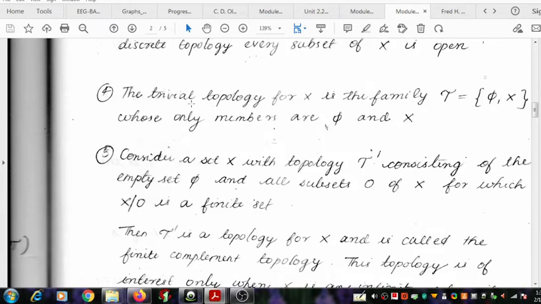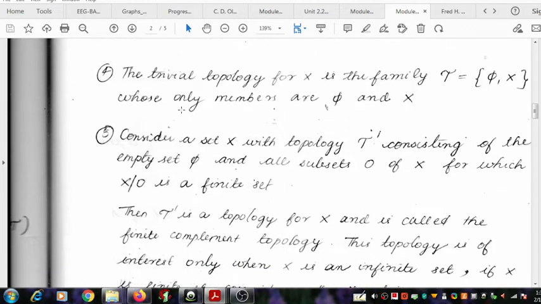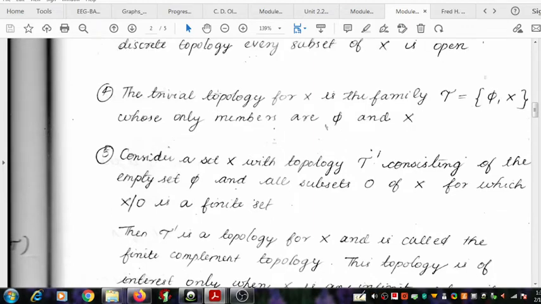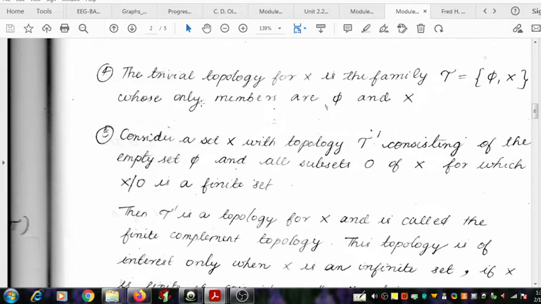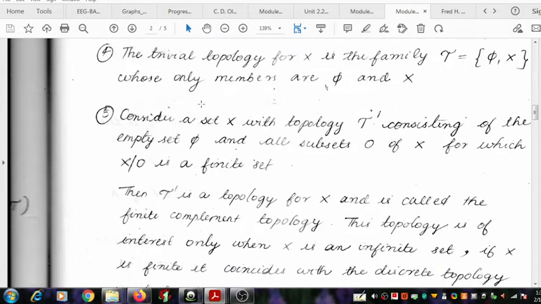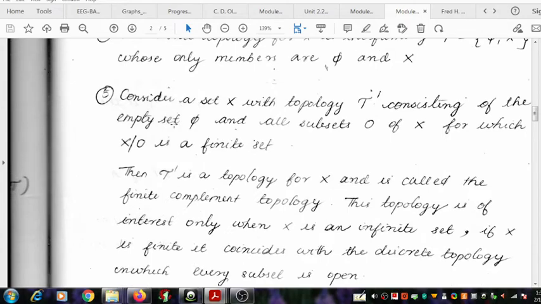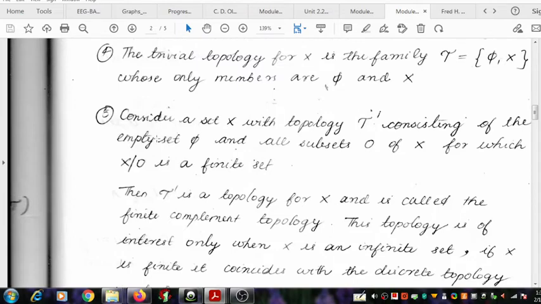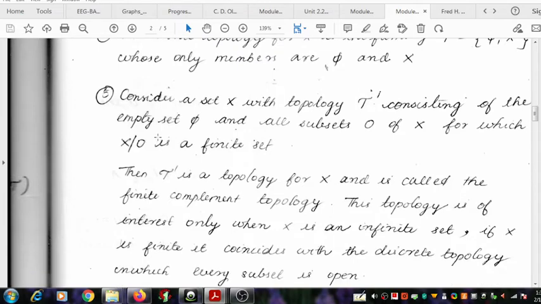So it can be a topology, and this topology is called the trivial topology, but it is of very little interest to a student of general topology. So we are now going to define another important topology. It is called the finite complement topology. How do we define this topology?